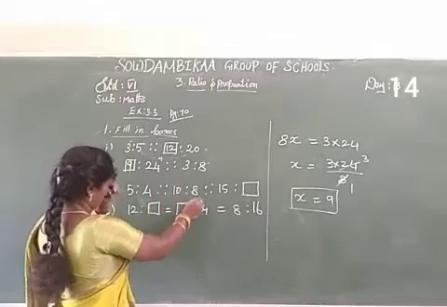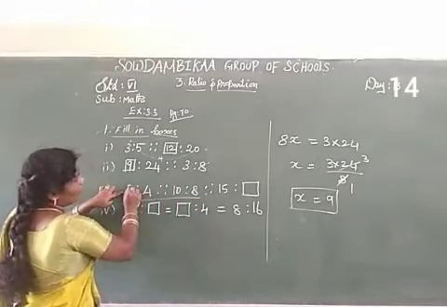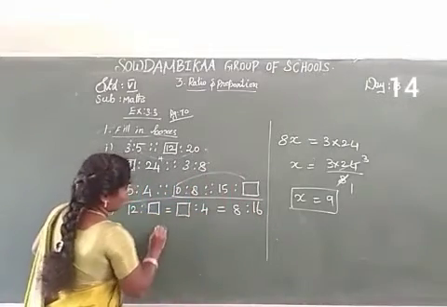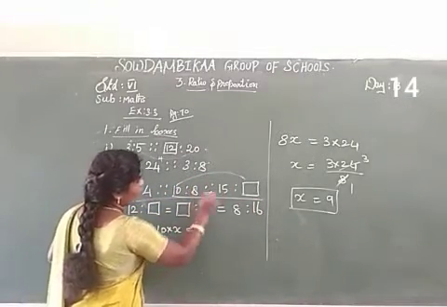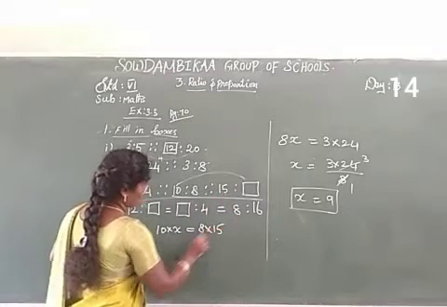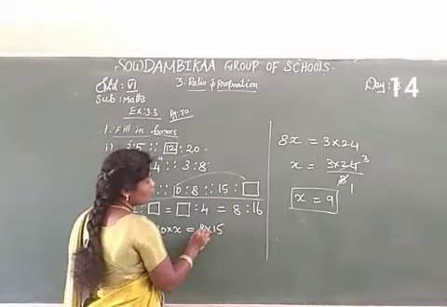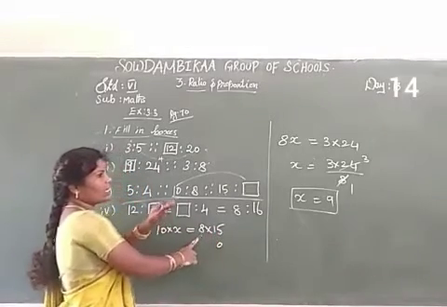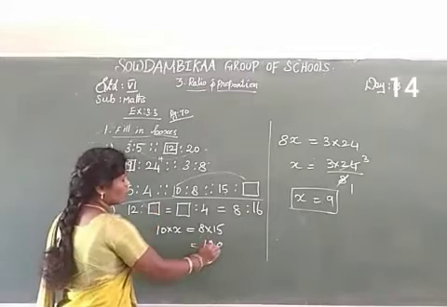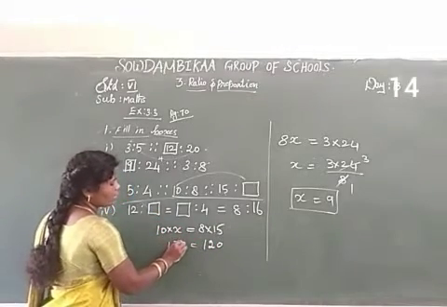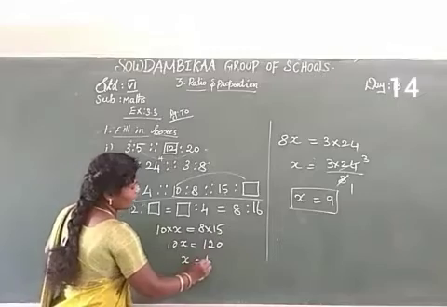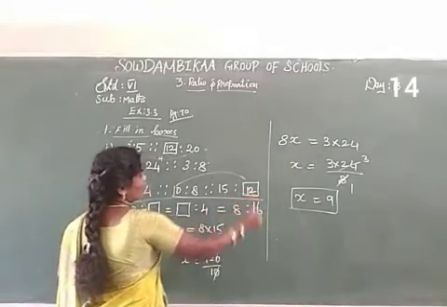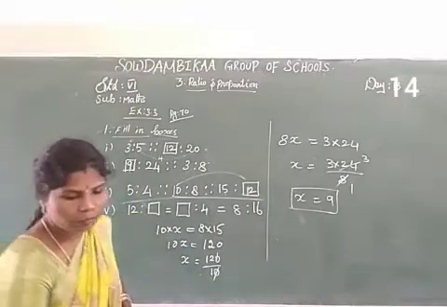Take only this. 10 into x, 8 into 15. 8 fifteens are how much? 5 fours are 20, 5 eights are 40, 0 remaining 4. 1 eight is 8, 9, 10, 11, 12, 120. 10 into x is 10x. x only keep on that side: 120 divided by 10. 0 and 0 cancel. The answer is 12.